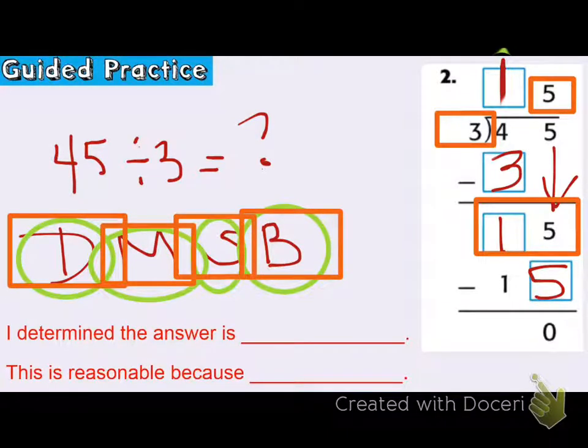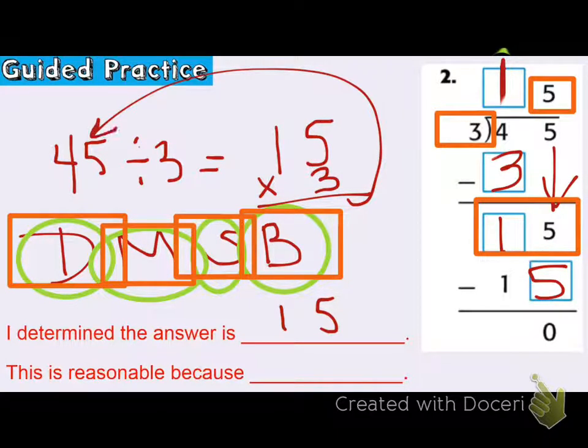So I figured out the quotient. 45 divided by 3, or put into 3 equal groups, will give me 15 in each group. I determined the answer, the quotient, is 15. I know it's reasonable because 15 times 3 is 45.